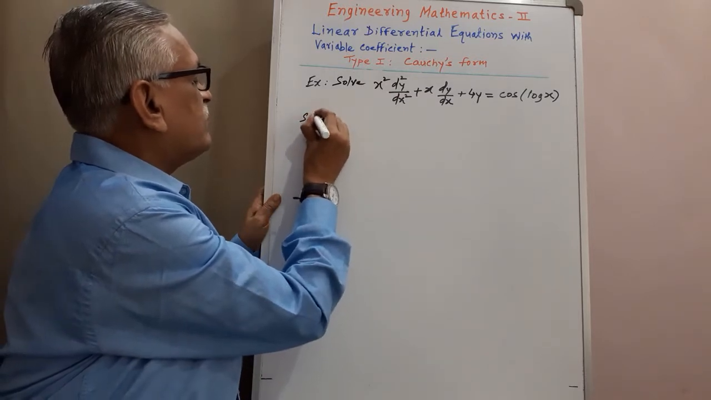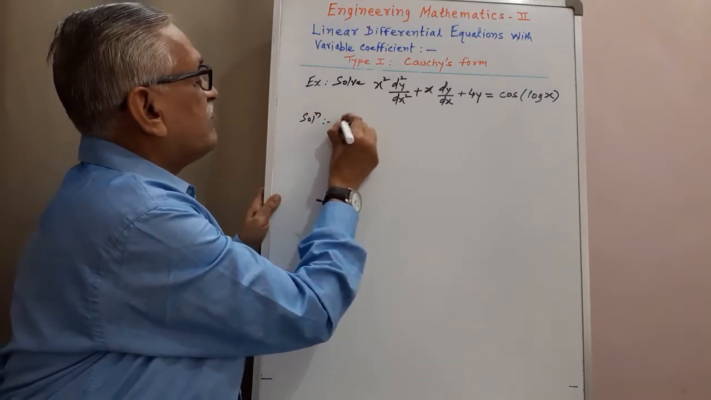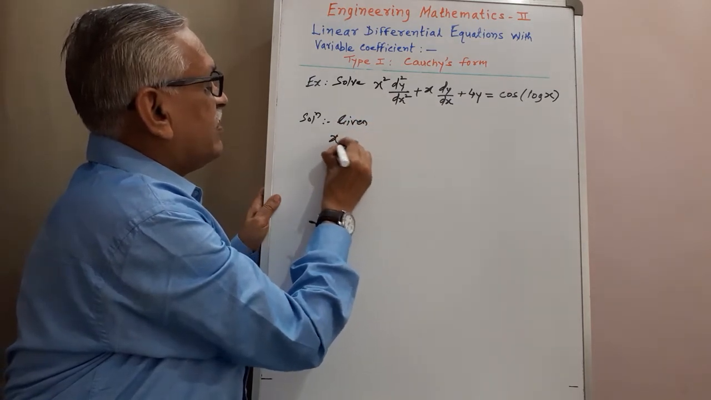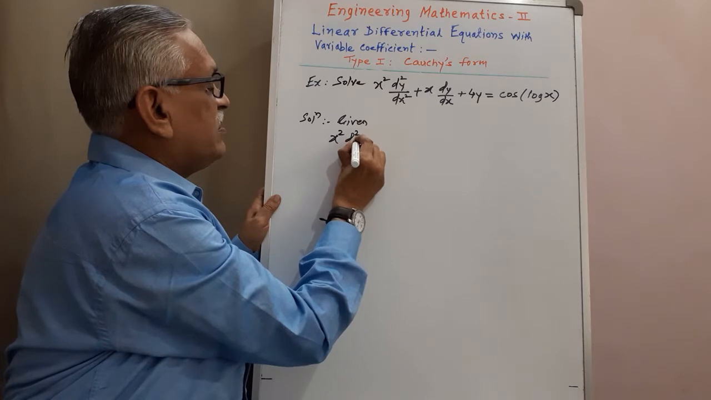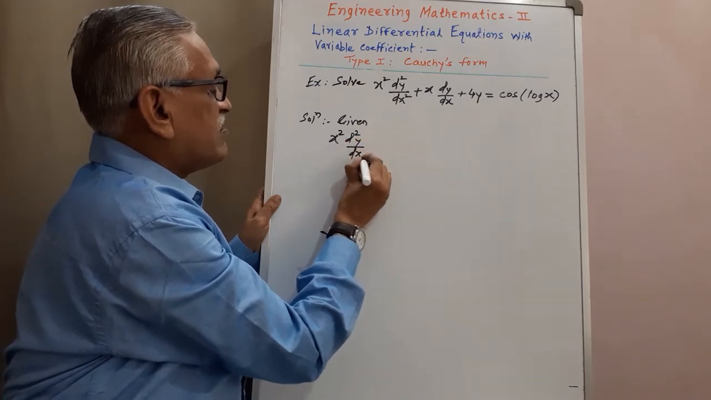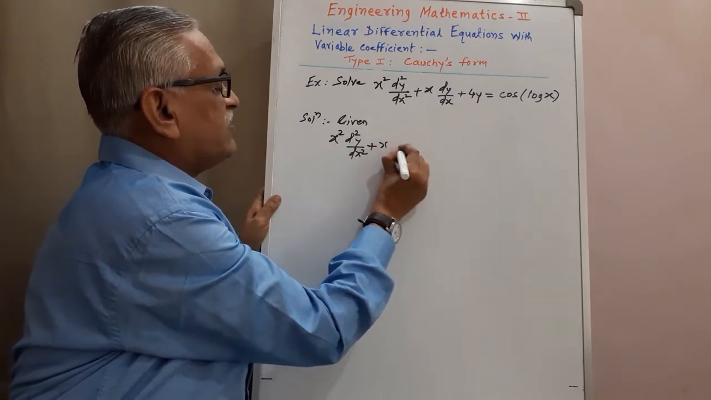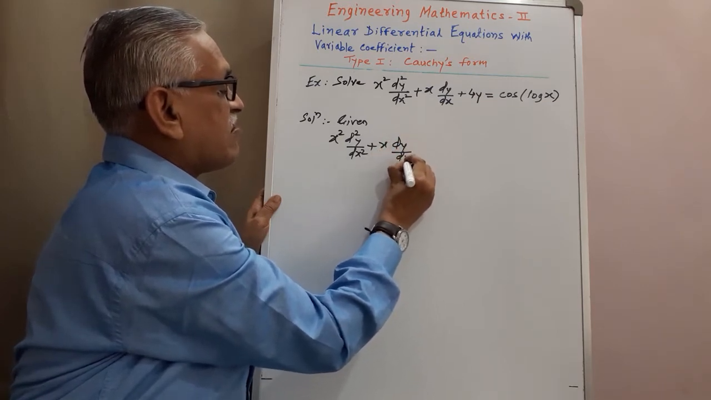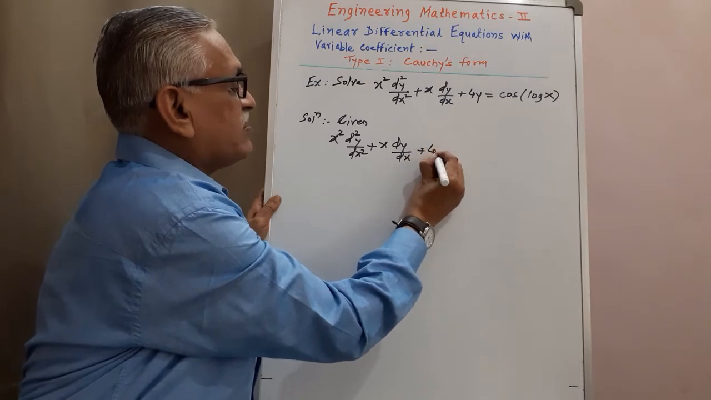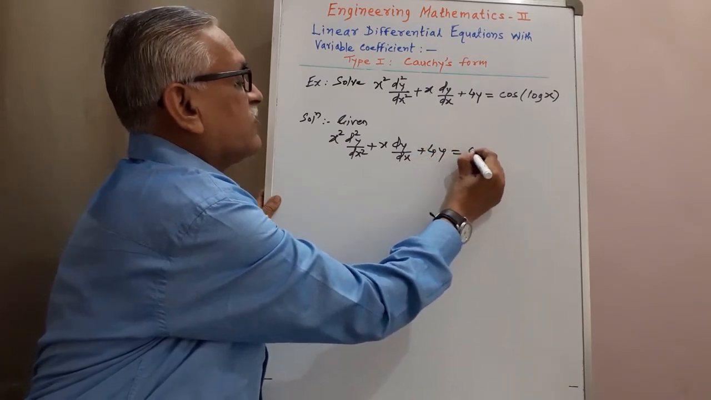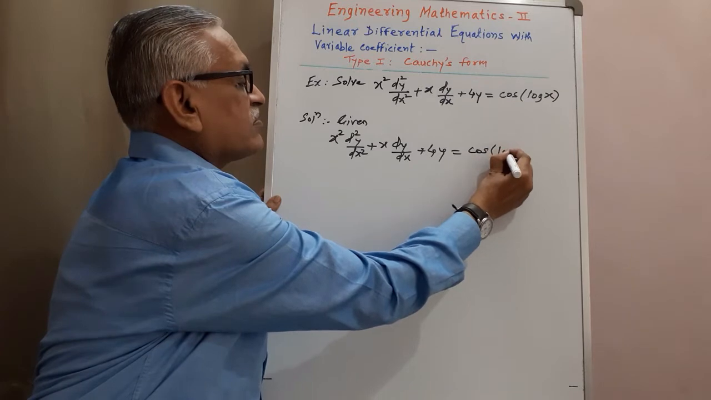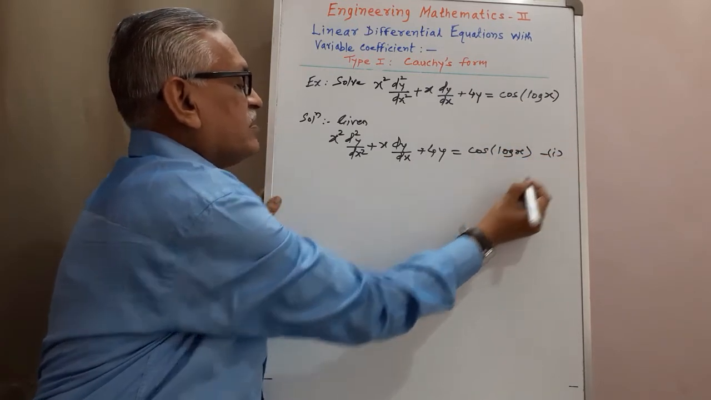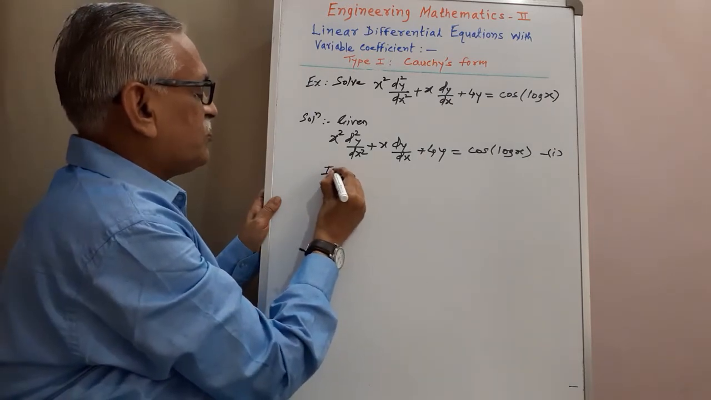Therefore, the given differential equation is x square d2y by dx square plus x dy by dx plus 4y is equal to cos of log x. We call this equation 1. It is in Cauchy's form.